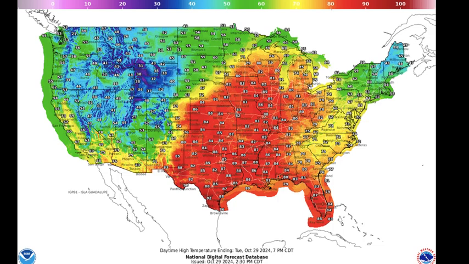This is the predicted highs on the same day, October 29. And the reds indicate higher temperatures. Most of these are in the 80s, the mid-80s. And the greens and the blues are indicating colder temperatures.